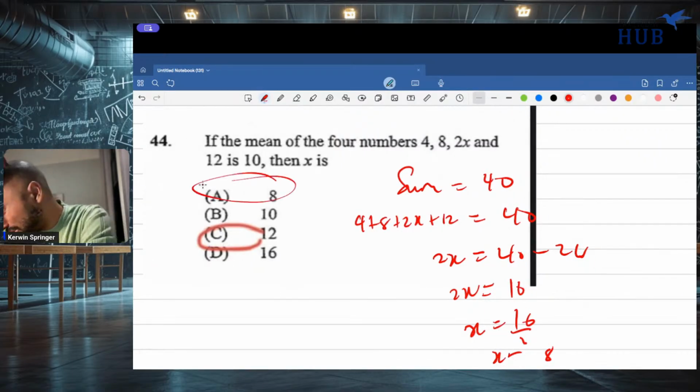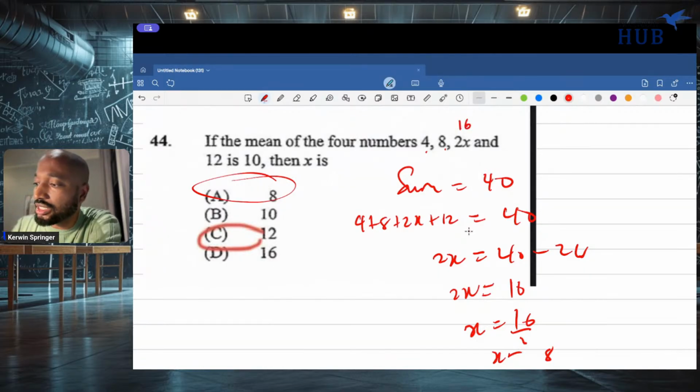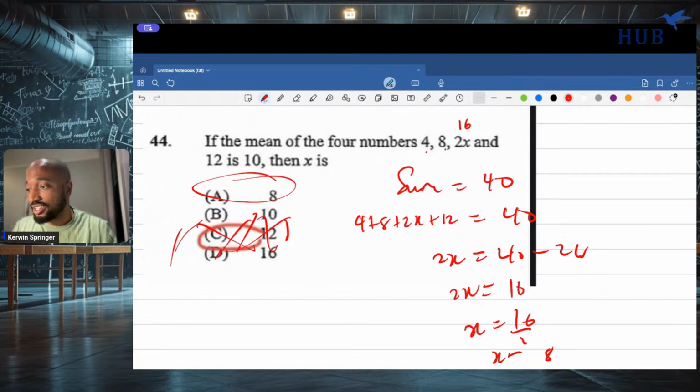So I'm going to double check this. The mean is 10. So 4, 8, 16, 12, 16 and 6 more, 4 is 6 more, 2 more, 2 more. Yeah, so x is 8. So this is wrong. You had the wrong answer there. A is the answer. It's not D, it's A.